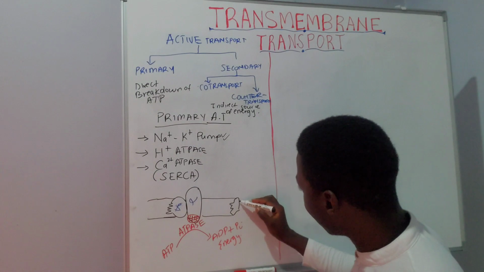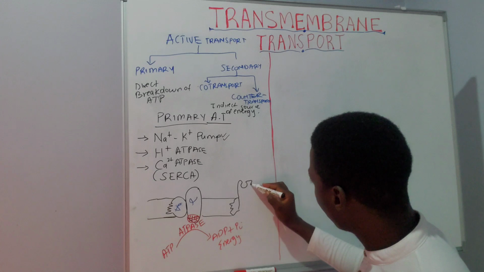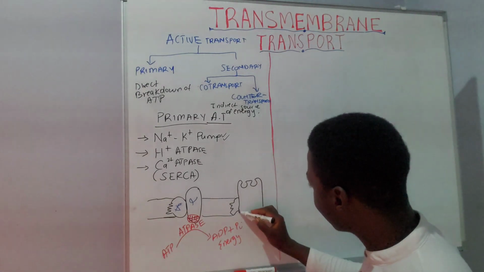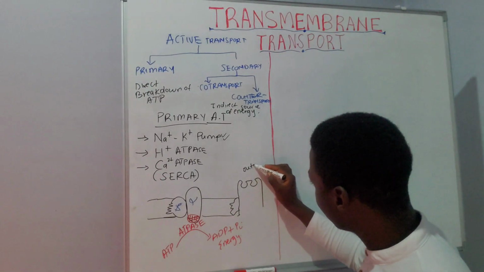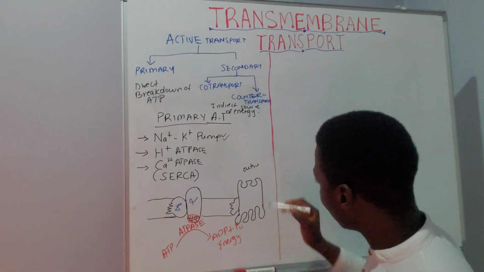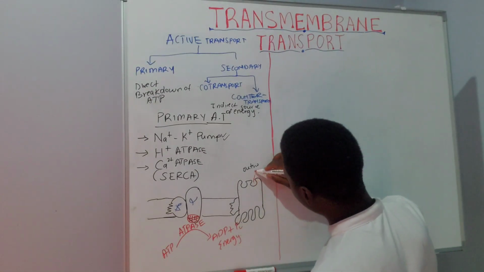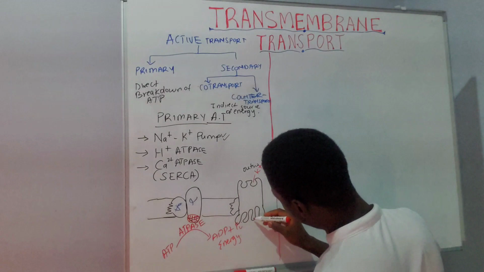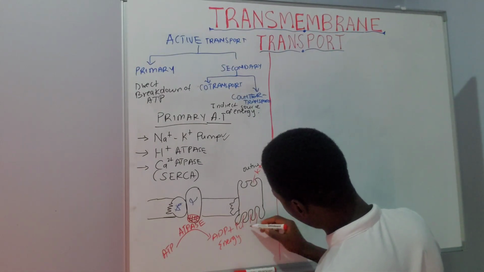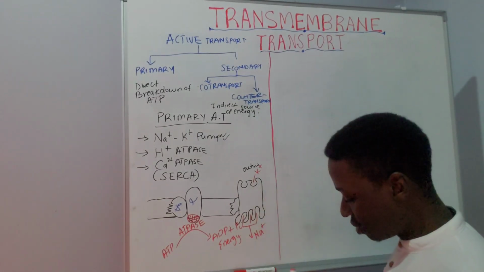There's something more about this alpha subunit. It has two pockets or binding sites on the outside, and then it has three binding sites on the inside. The binding sites on the outside are for potassium, and these three are for sodium. So these are binding sites for sodium and these are binding sites for potassium.